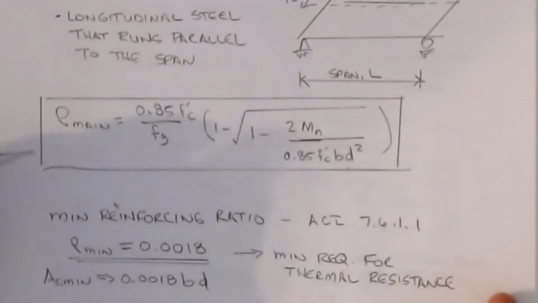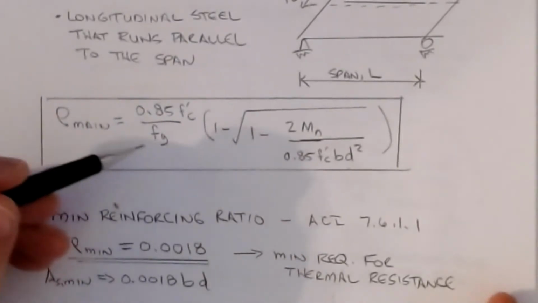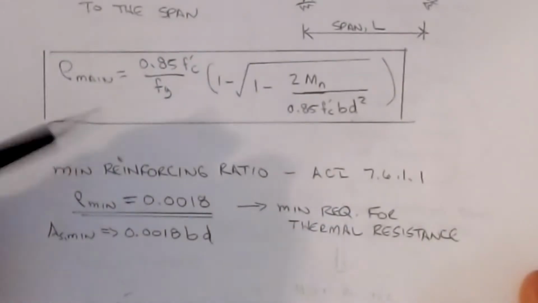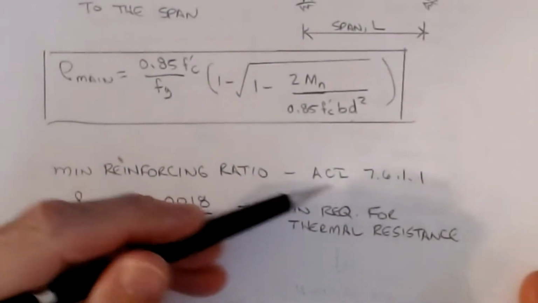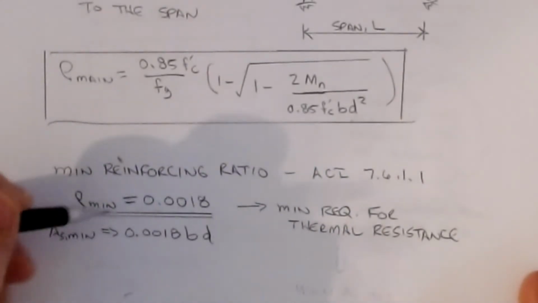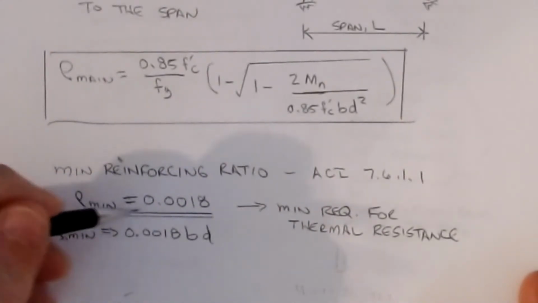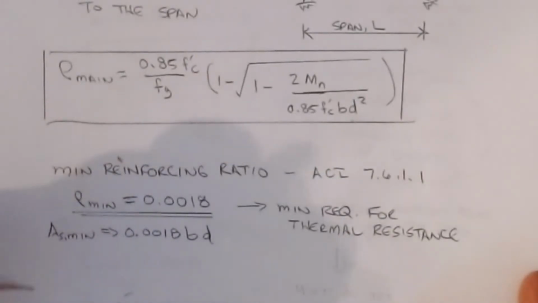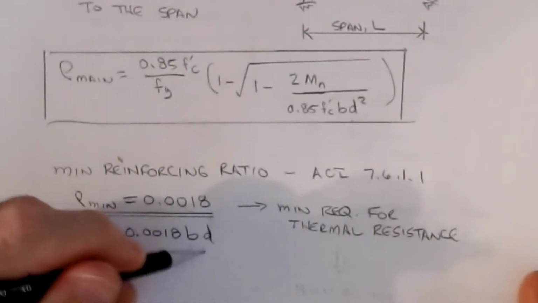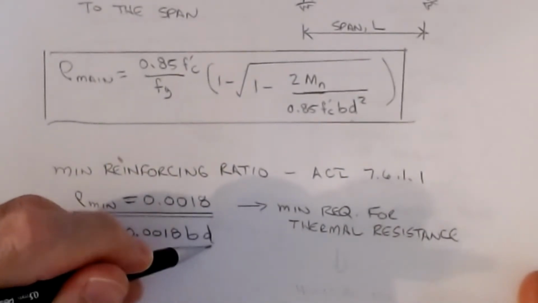So that's the reinforcement required for strength, because we've got the applied moment involved in this. There is a minimum reinforcement ratio that's located in 7.6.1.1, and it basically says that rho min is going to be equal to 0.0018. Or we could calculate that as an area by taking that number and multiplying it by b and then times d, where b is 12 and d is h minus 1.